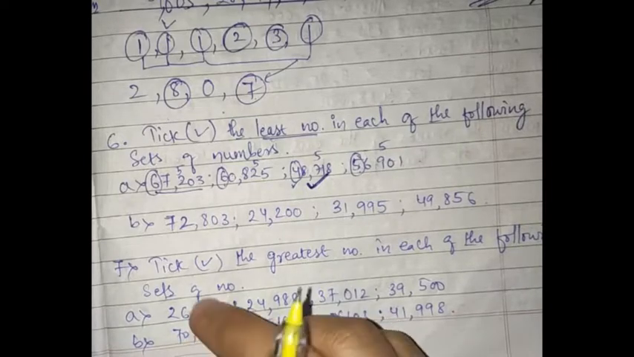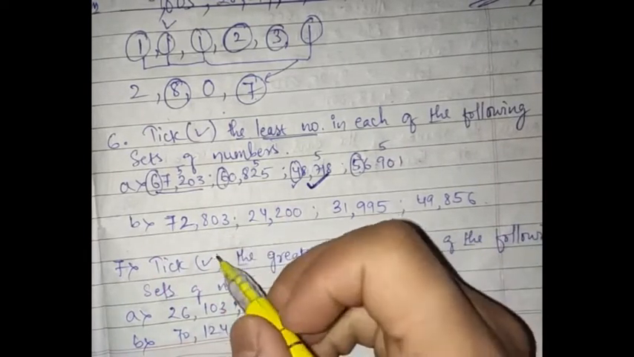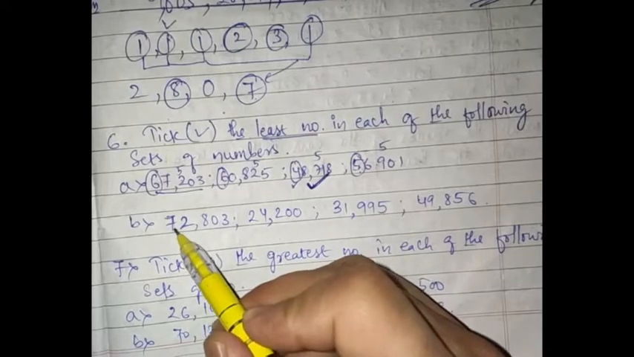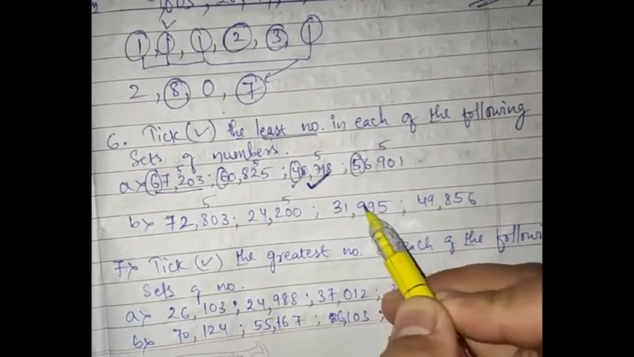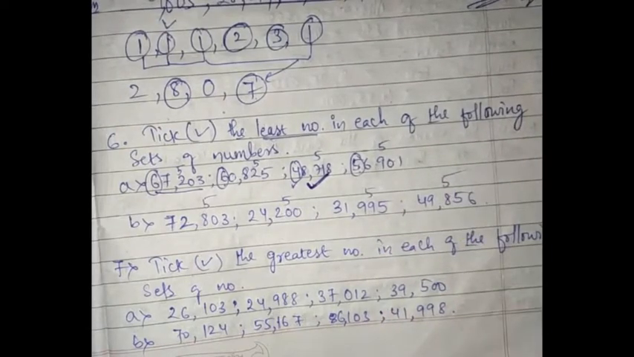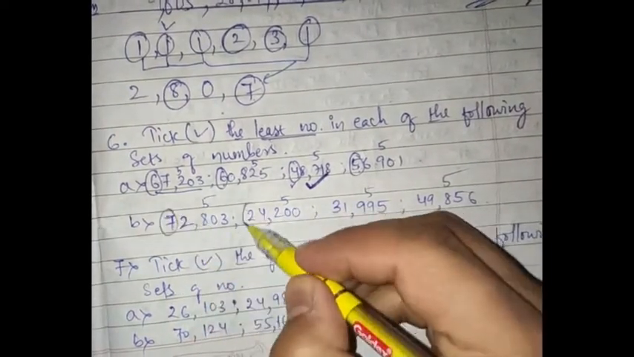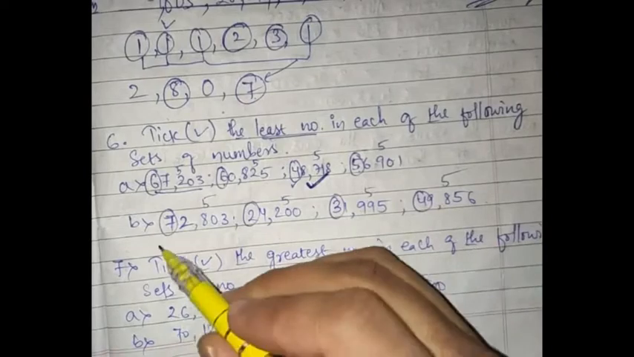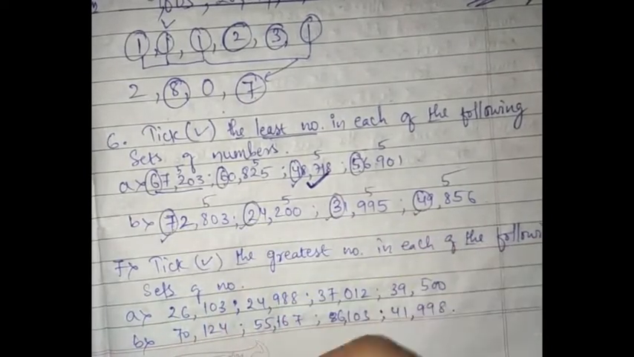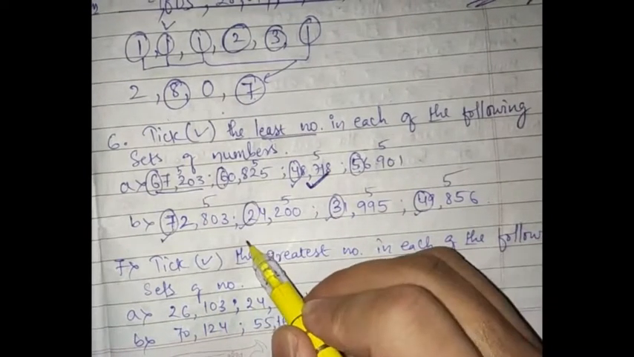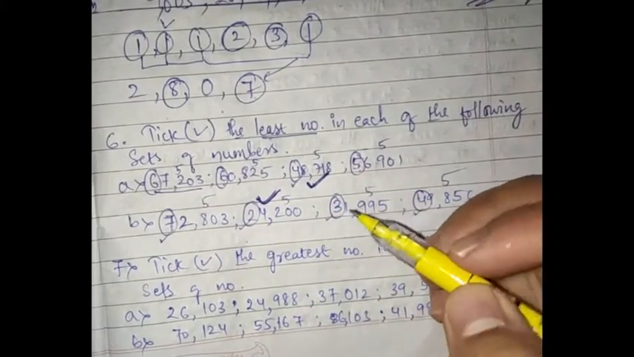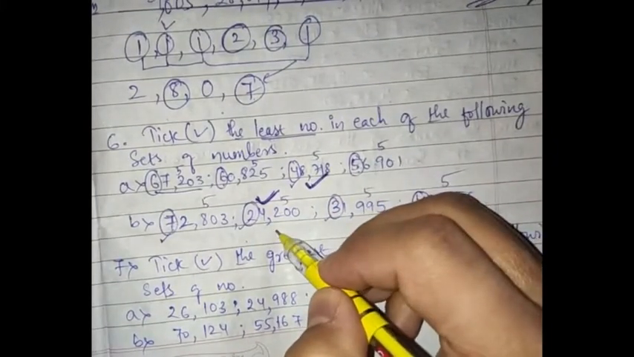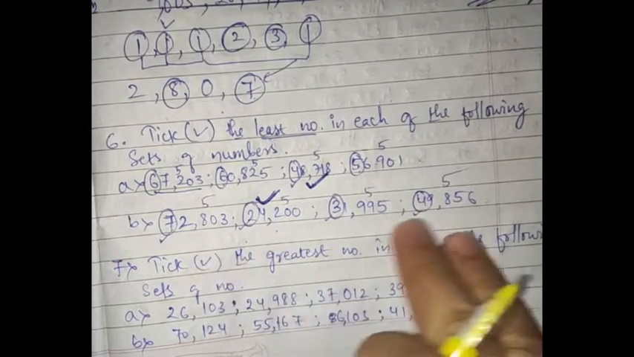Okay, so from here also we are going to do the similar. First of all, choose how many digits are there. 1, 2, 3, 4, 5. Again, in this case also 5 digits. So for this, choose the 10,000 position. 7, 2, 3, 4. Which one is the smallest? 2 is the smallest, so tick this. 20,400 is the least number in this set of numbers.